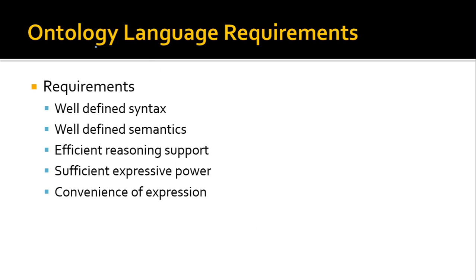Now, whenever we are designing a language for describing or representing an ontology, you have to put forward a set of requirements. The first requirement is that it has to have a well-defined syntax. As it is a language, if you do not have a well-defined syntax, then whatever you write may be interpreted in different ways. That is what we don't want. Also, for every element in the language, you have to provide a well-defined semantics. What do you mean by a particular construct in the language, right?